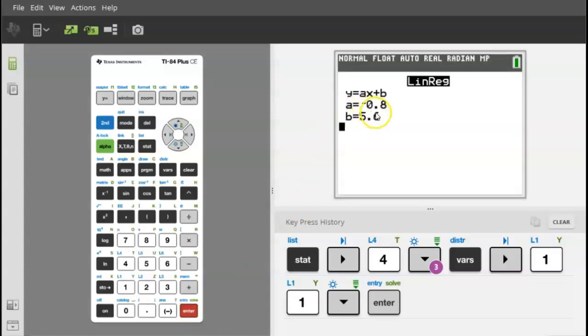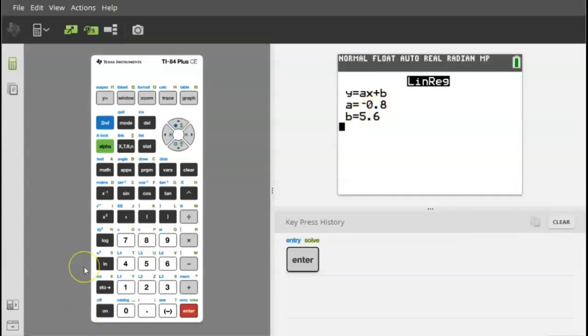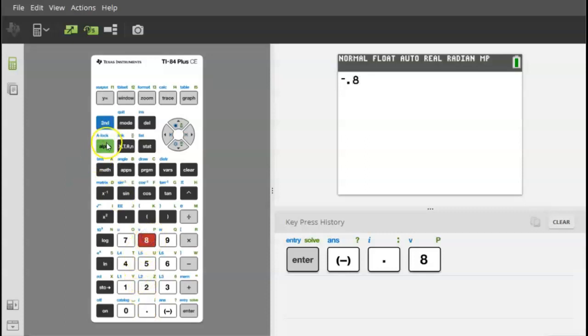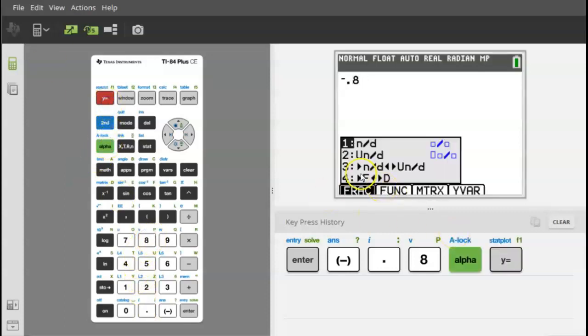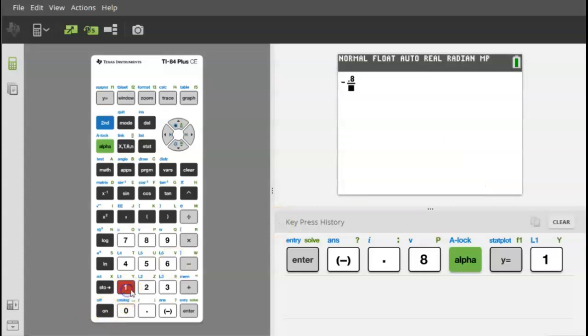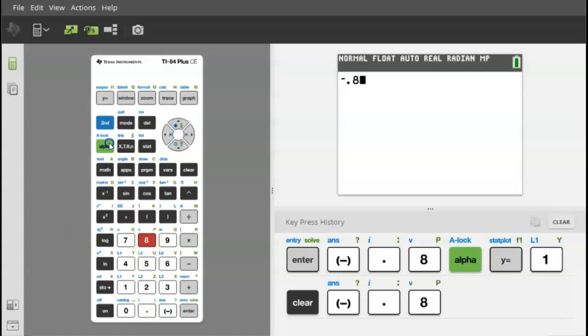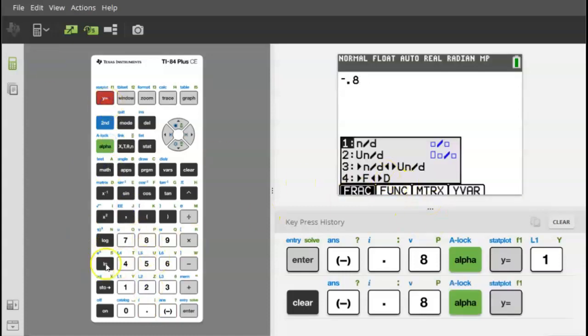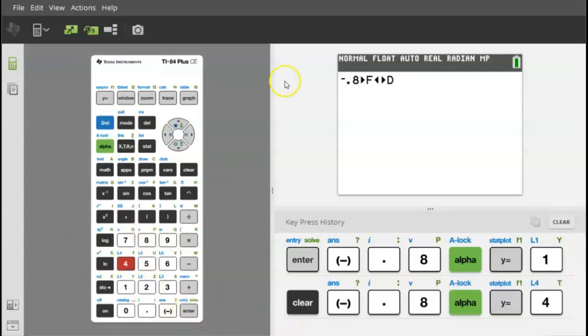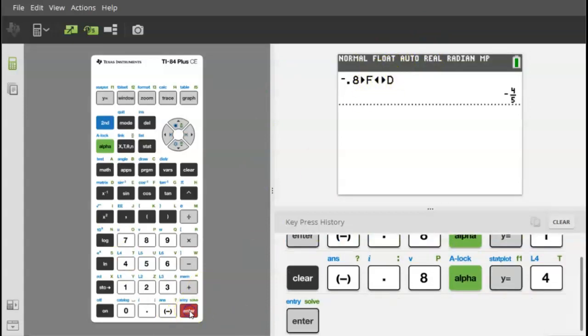My slope is -0.8 and my y-intercept is 5.6. Now your teacher's probably not going to like the decimal, so you can put -0.8 and go to alpha y equals and choose number 1 to change your decimal to a fraction. Oops, not number 1. Alpha y equals, choose number 4, and that will go from fraction to decimal or decimal to fraction. That's why the arrows go both ways. And it changed it to -4/5.